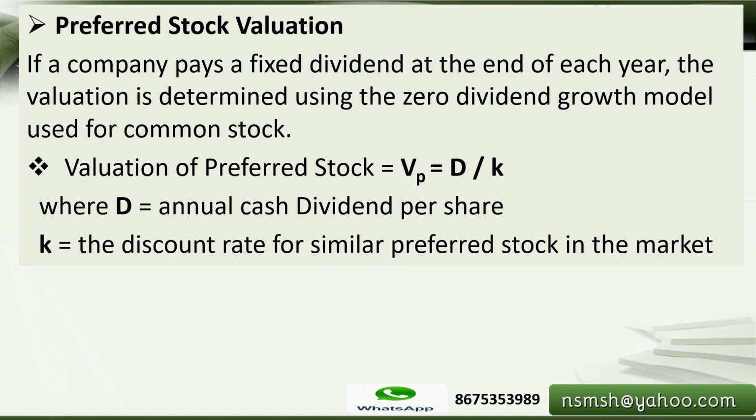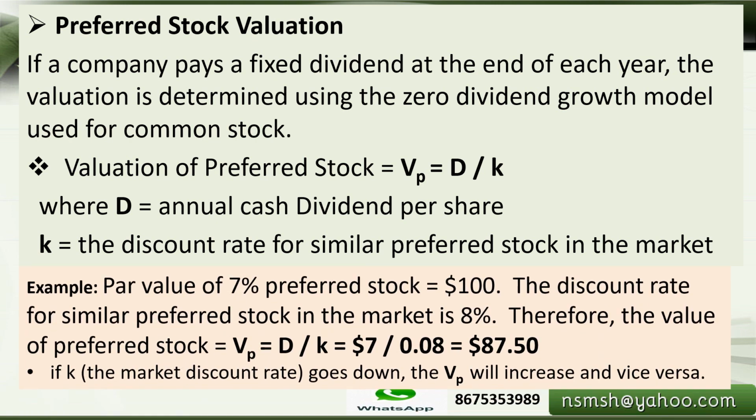Why? Because preferred stock has a fixed dividend. Therefore there is no growth, so it is zero growth, and the calculation is very simple. The valuation of preferred stock is equal to the cash dividend per share divided by the expected rate of return, the discount rate or interest rate in the market for preferred stock. So that is the idea.